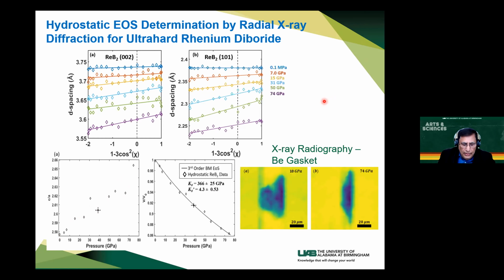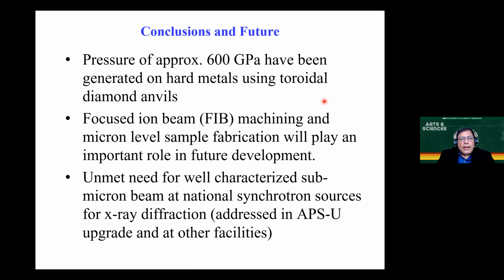Okay, I want to conclude and give you some of my observations and some of the future directions. It is clear that pressures of approximately 600 GPa have been generated on hard metals using toroidal diamond anvils. Focus and machining matter, and I think one very important thing is micron level sample assembly. How you deposit the sample onto those sample cavities will play an important role in the future development of this technique.